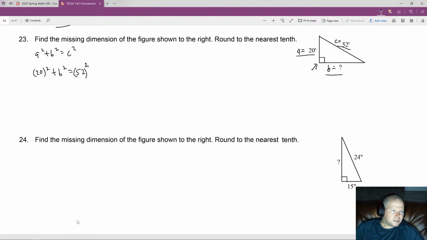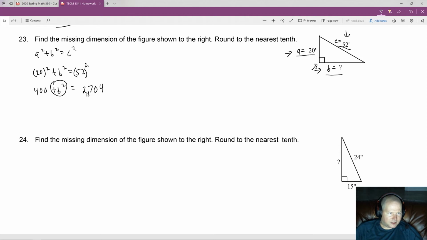Now, 20 squared is 400, plus b squared is equal to 52 squared, which is 2,704. It doesn't matter which leg you label A and which leg you label B, but it is imperative that you label the hypotenuse C. You can exchange the A and B for the legs. It doesn't really change the calculations, but you do need to make sure you label the C correctly as the hypotenuse. So next I want to get the b squared by itself.